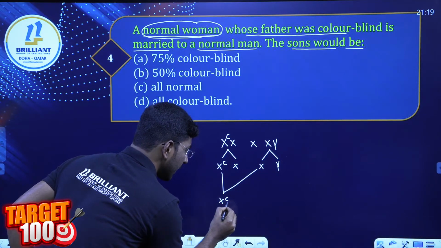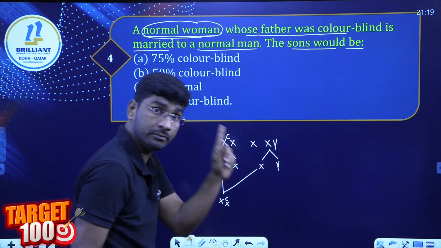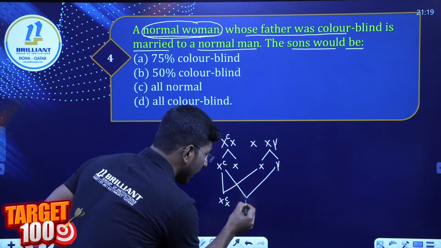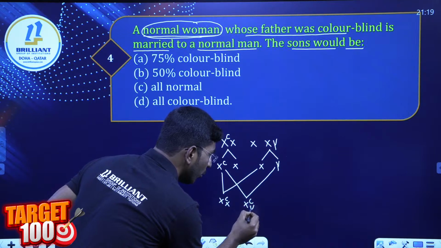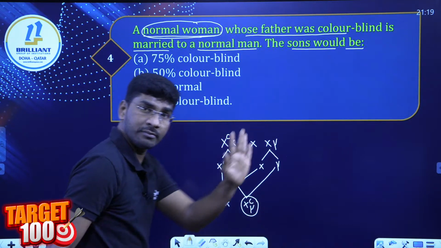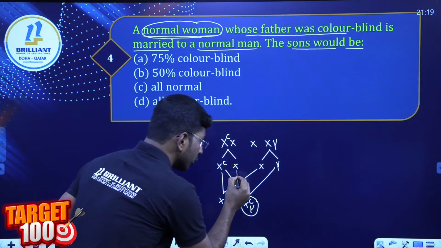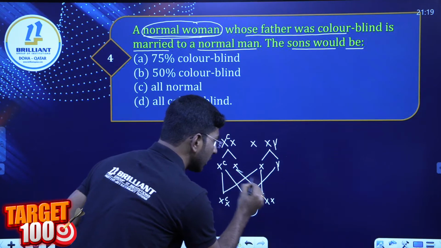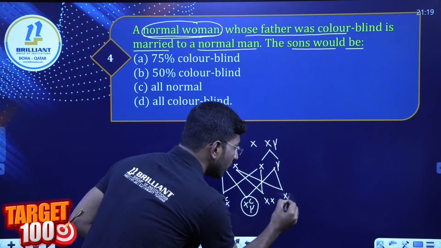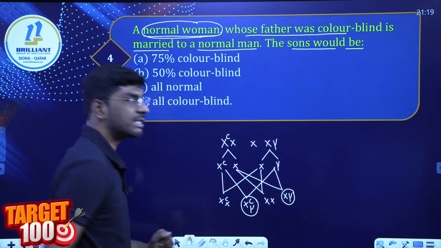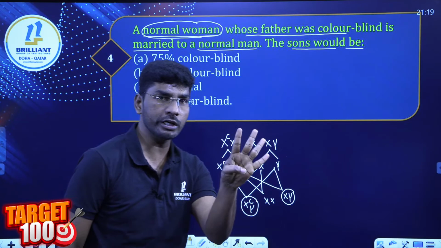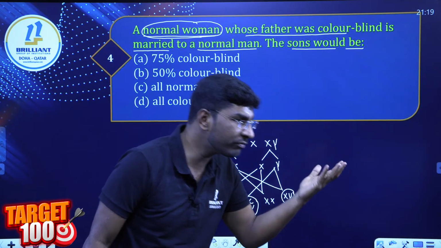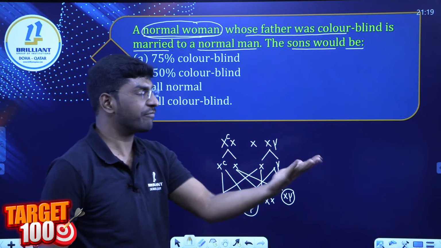Tell me now, first one, XCX, carrier girl, daughter. Next, what about this one? XCY. Who is this? Affected son. Next, what about this one? XX, normal girl. Right? Normal daughter, normal son. So here, how many total sons are there? Out of 4 offspring, 2 sons are there. What percentage affected? Yes, exactly 50%.